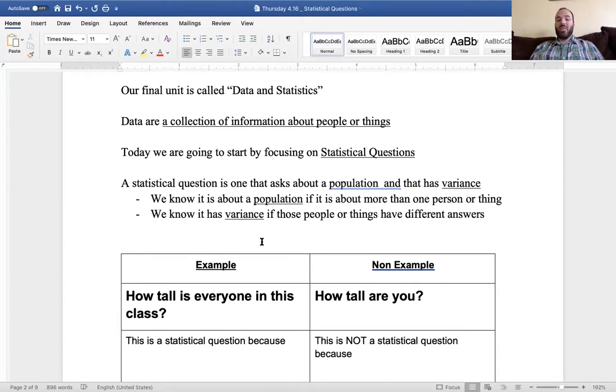It also has to have variance, which means that these people or things have different answers. Even if there's 15 people in a population, if I ask them all, where did you go today? Every single person should say, I stayed at home. We're not allowed to leave the house. So there's no variance. There would be variance if someone said, I had to go to the corner store for my grandma and I had to put a mask on. Then we have variance because at least one person didn't stay at home. Variance means we're going to get more than one answer.